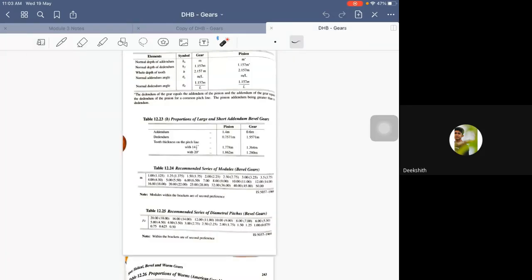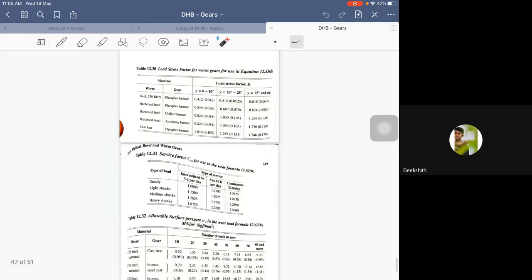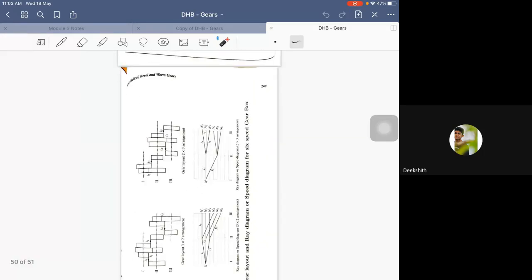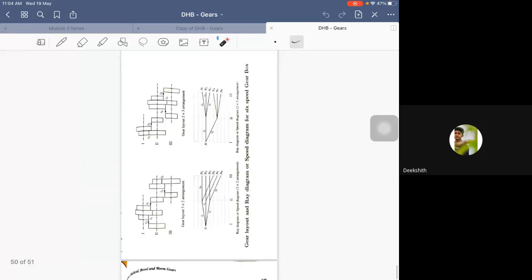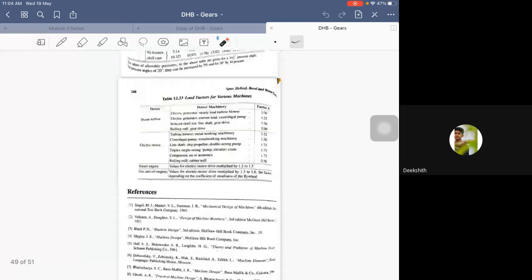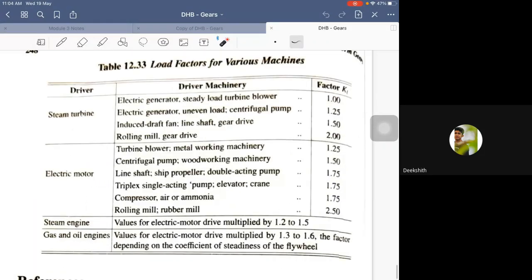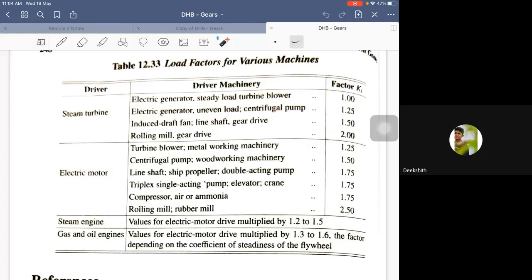12.33. What is in the table? See what is there in table 12.33. 12.33. So this is the value of KL that you can assume, okay, that you can take.